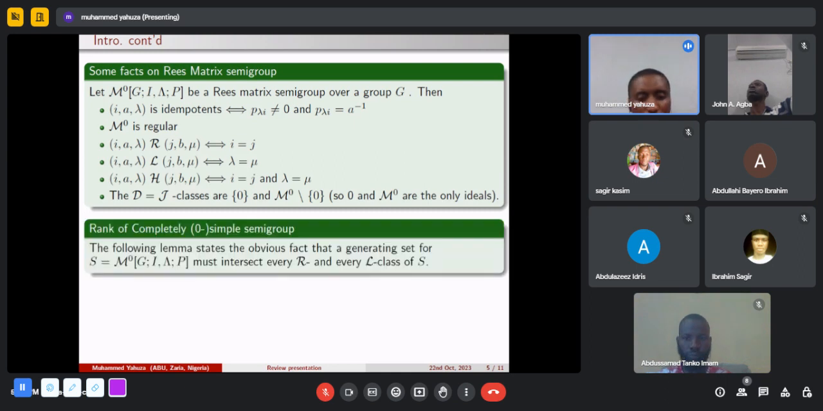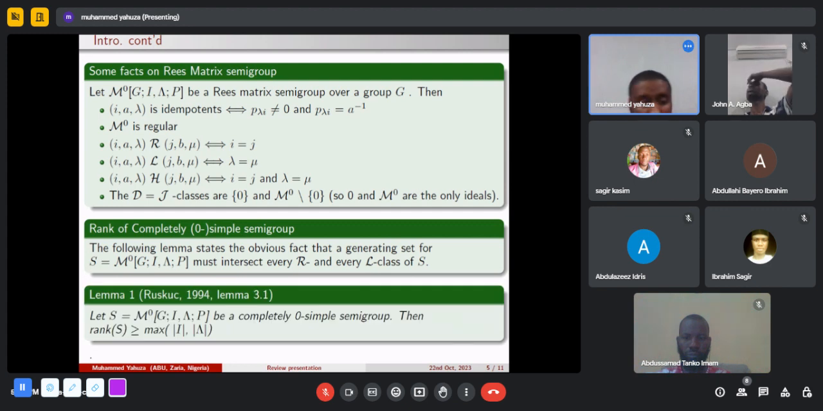Now the rank of a completely zero simple semigroup. The following lemma states the obvious fact that a generating set for this semigroup must intersect every R and every L class of S. So we have Lemma 1, and this is from the work of Ruskuc 1994. It says, let S be a completely zero simple semigroup, then the rank of S is greater than or equal to the maximum of the cardinality of I and the cardinality of lambda.